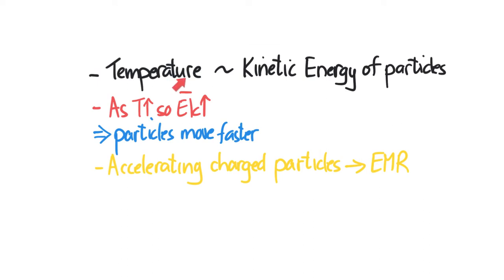So temperature is proportional to the kinetic energy of particles. So as the temperature increases, the average kinetic energy of the particles increases, which implies that the particles are moving faster on average. Now, in grade 10, you should have learned that accelerating charged particles lead to electromagnetic radiation. Now, a flame is in a plasma-like state, and so you have free electrons and free positively charged ions that are moving around. In particular, it's the electrons that give off the light that we observe.